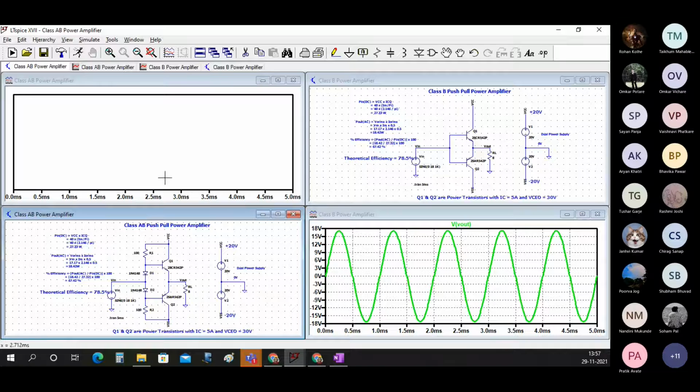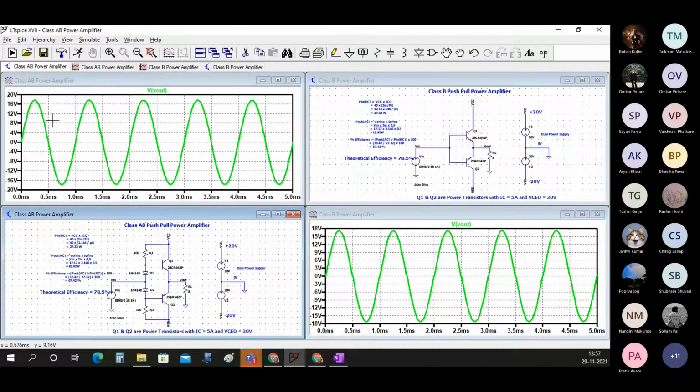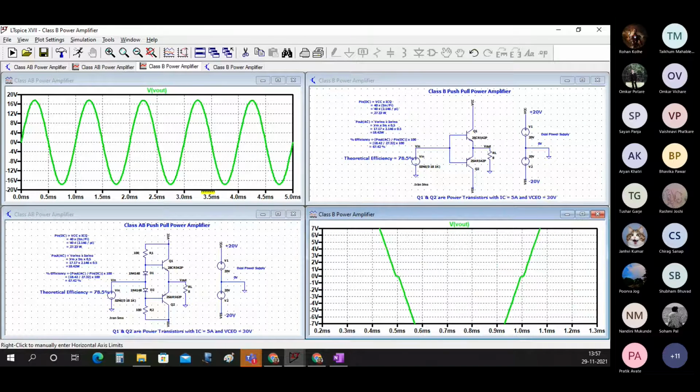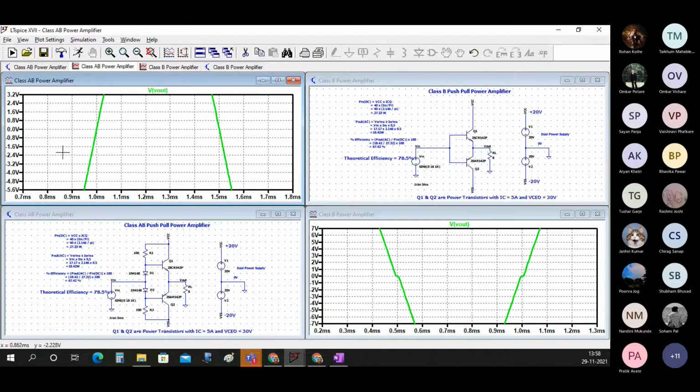and see the output. So here you can see that there is a crossover distortion, but if you look at this, there is no crossover distortion. So class B power amplifier will give you a crossover distortion, and class AB power amplifier will not give you any distortion. Okay.